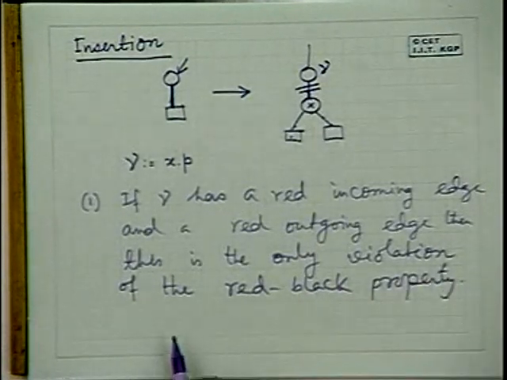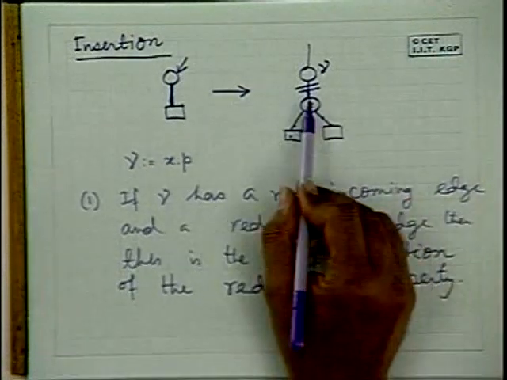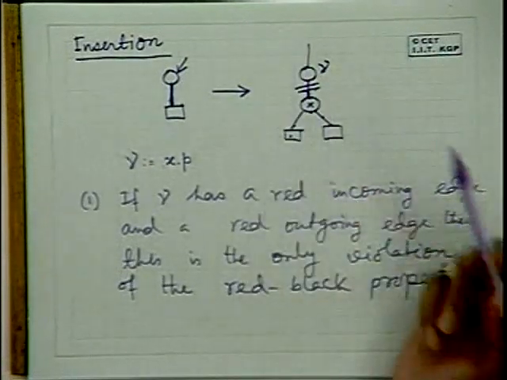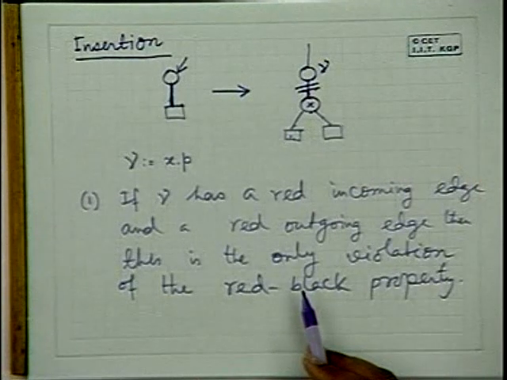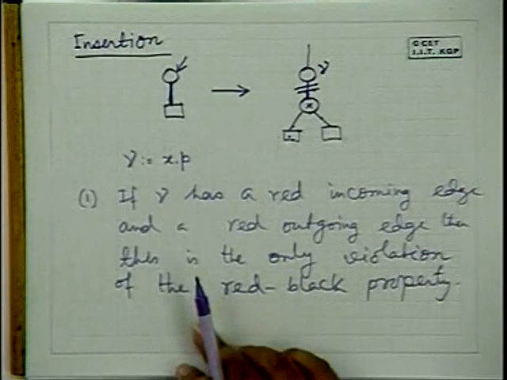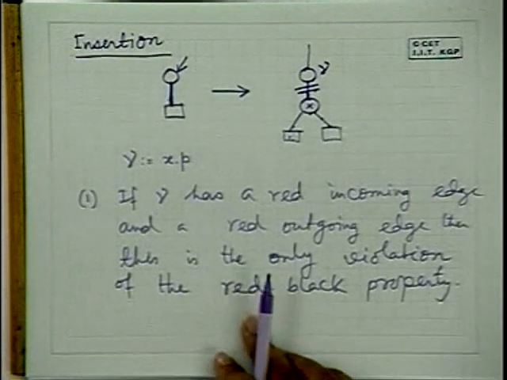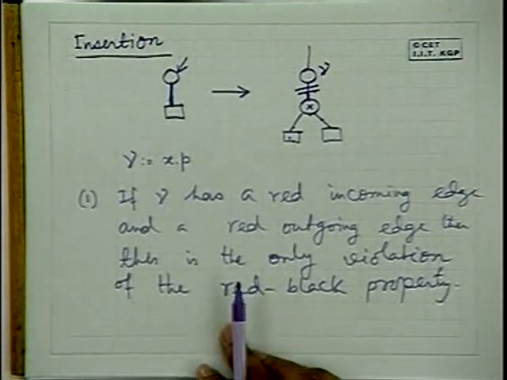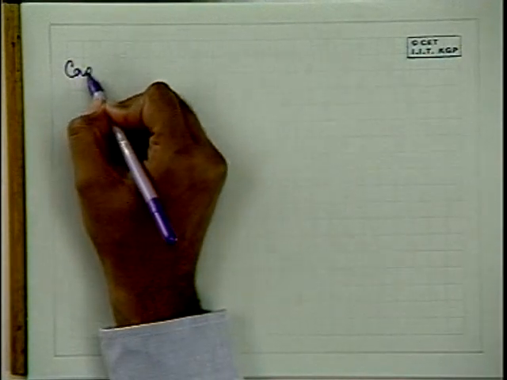This is the only violation. So you have to write here, suppose this is red, incoming was red, you have to take care of it. So let's see how can we take care of this. Basically this is solved by case. There are several cases and we will take care of each case. So first, case 1.